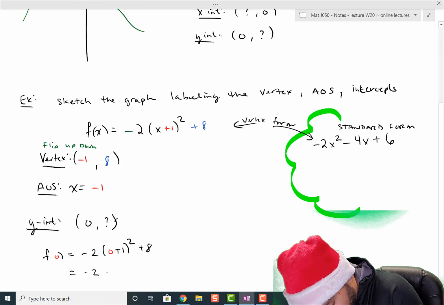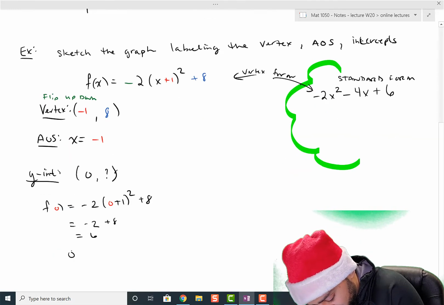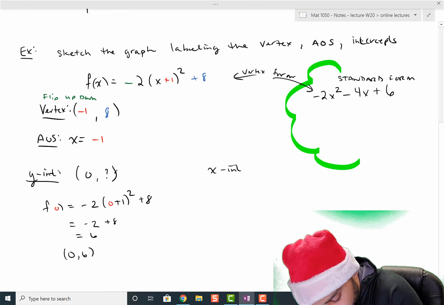I'm going to get negative 2 plus 8. I get 6. So the piece of information I need is that this is going to be (0, 6). Easy. All right, x-intercepts.